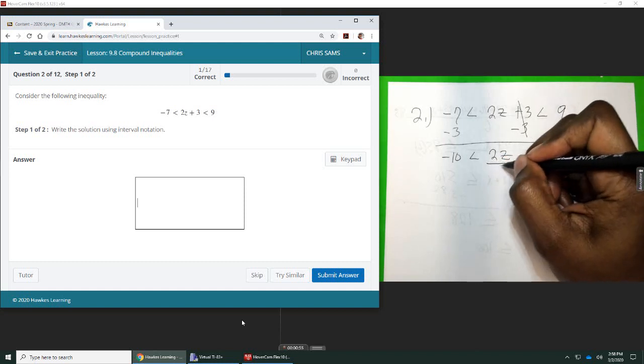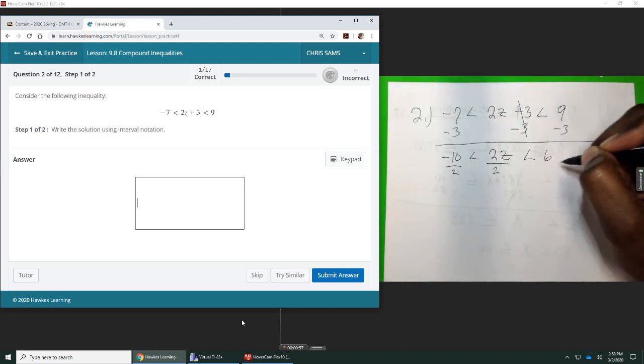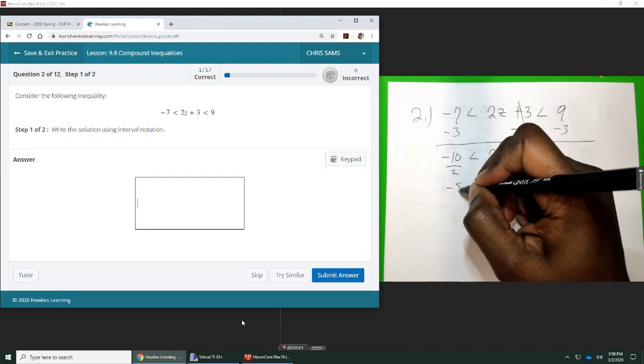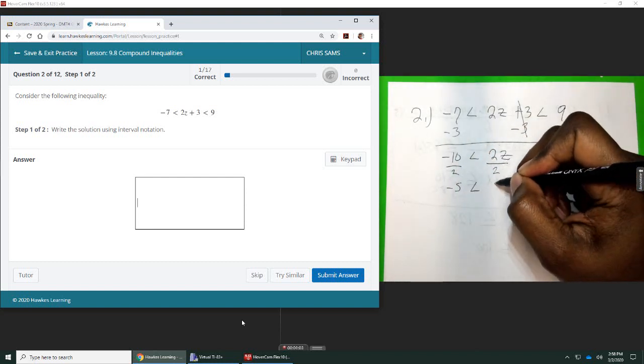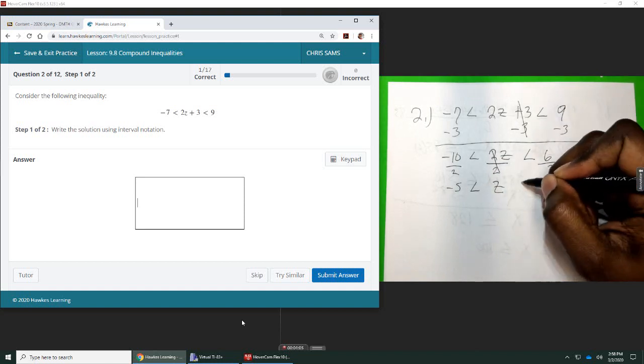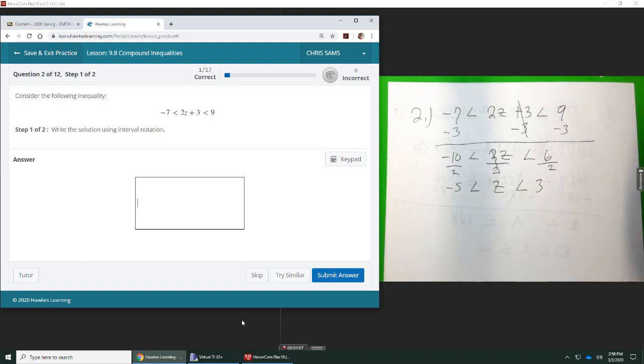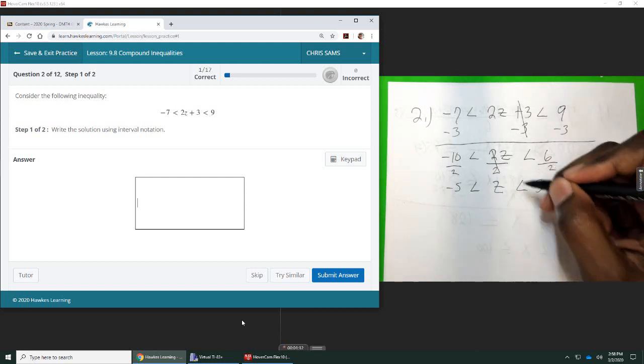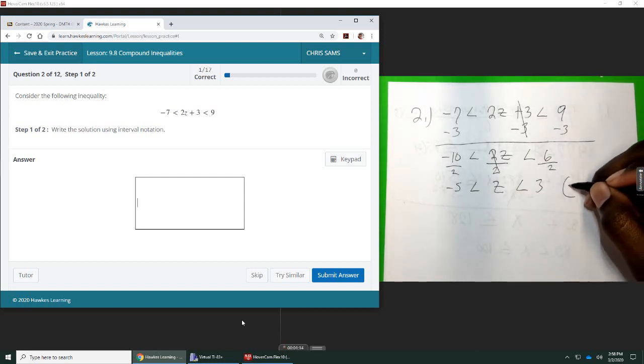And then we're going to divide by 2 everywhere. Divide by 2, divide by 2. And -10 divided by 2 is -5, is less than z, which is less than 3. So -5 to 3 in interval notation, since there's no equalities, this is just all open. So -5, comma, 3.